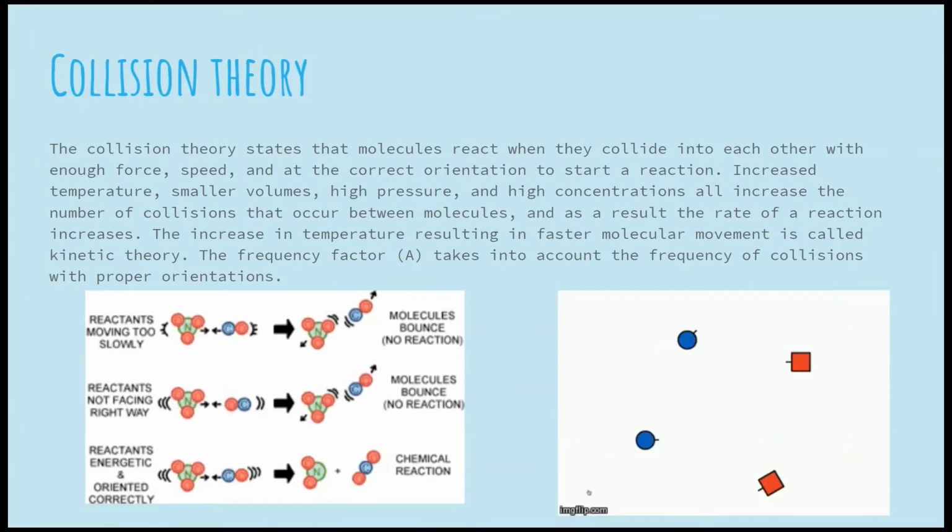The next concept we have is collision theory. Collision theory states that molecules react when they collide into each other with enough force, speed, and at the correct orientation to start a reaction. Increased temperature, smaller volumes, high pressure, and high concentrations all increase the number of collisions that occur between molecules, and as a result, the rate of reaction increases. The increase in temperature resulting in faster molecular movement is called kinetic theory. The frequency factor A takes into account the frequency of collisions with proper orientation.